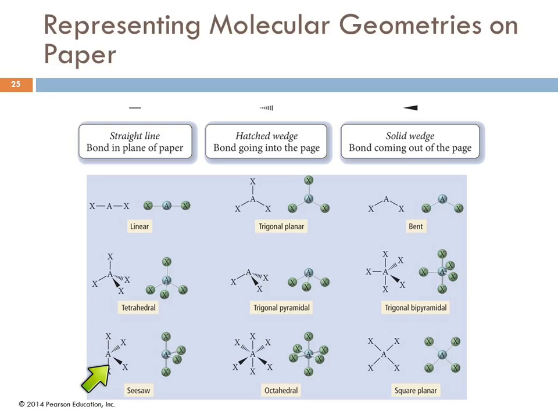So the seesaw, these three vertical ones here are in the plane, and then we've got an X going to the back and an X coming out to the front. Here's the octahedron. Here's like the little girl, and this is her tutu. These two are sticking out in front, and those two are behind. Square planar is easy. It's just all flat. Okay?